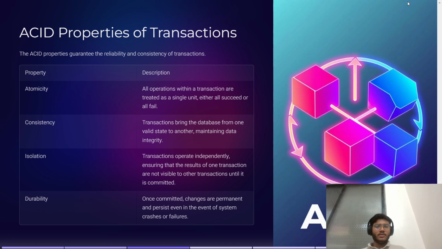The ACID properties mean that A stands for atomicity, C stands for consistency, I stands for isolation, and D stands for durability. Atomicity means all operations within a transaction are treated as a single unit, either all succeed or all fail. Consistency means the transaction moves the database from one valid state to another, maintaining the data integrity.